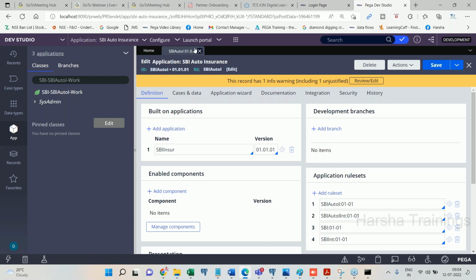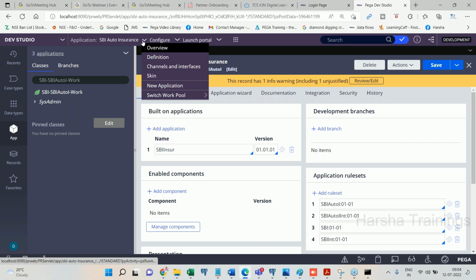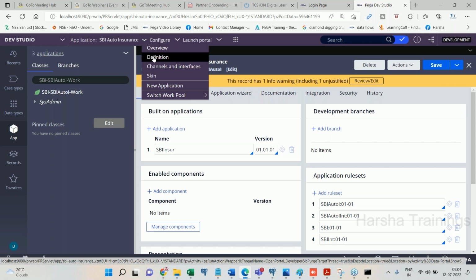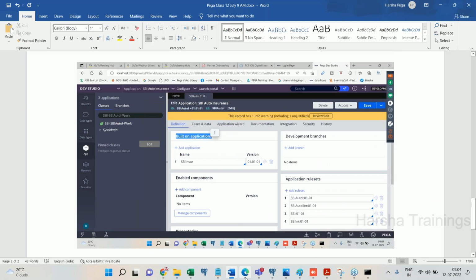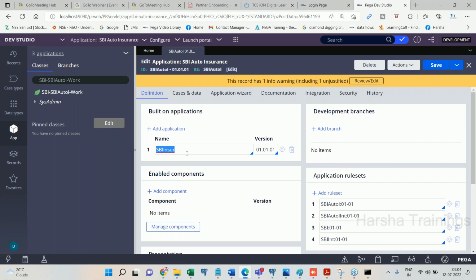I am going through the navigation. I logged into the implementation application, and then I clicked on the application menu and chose Definition. Once you choose Definition, it will show the present application related details. Presently, I logged into the implementation application, right? I am looking at the implementation application definition. So these are the details. Here you can see built-on applications. What do you see? Built-on applications. So what is the built-on application you are seeing?